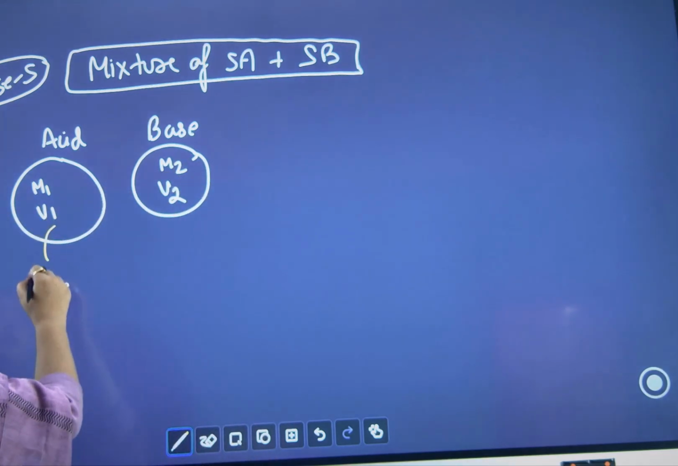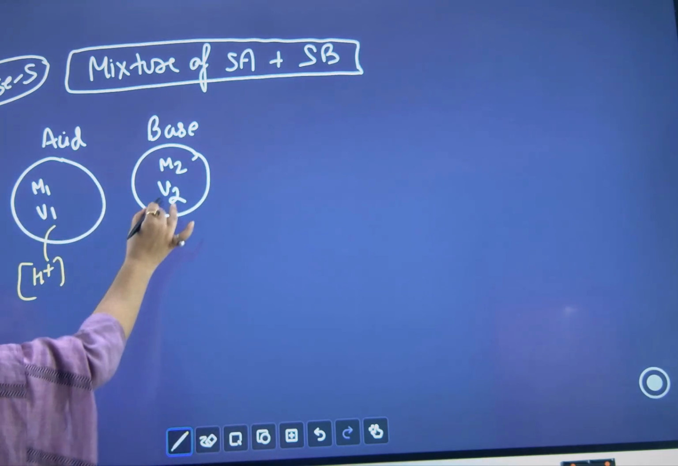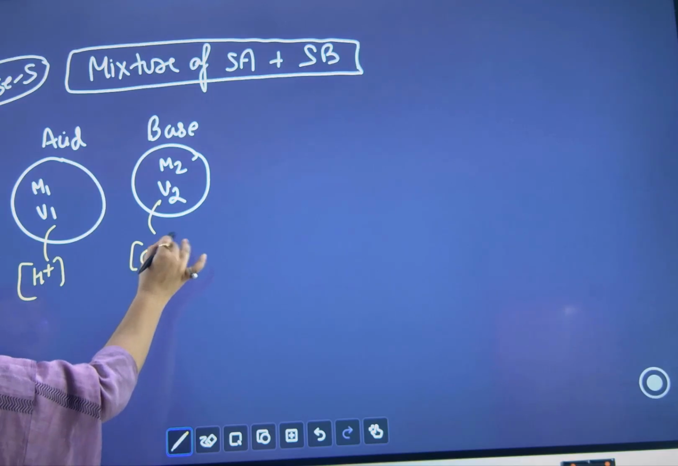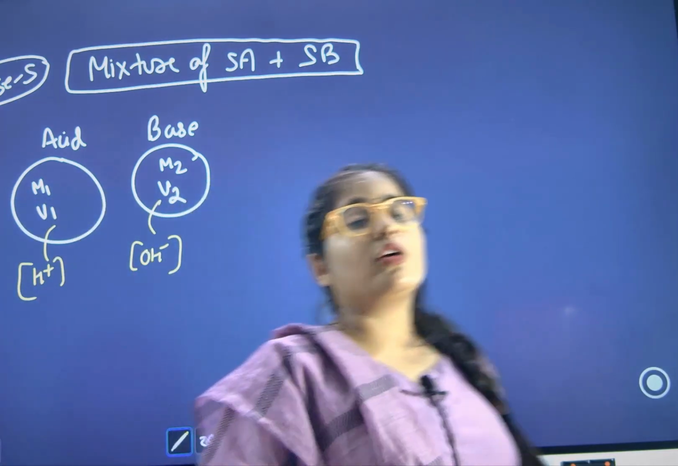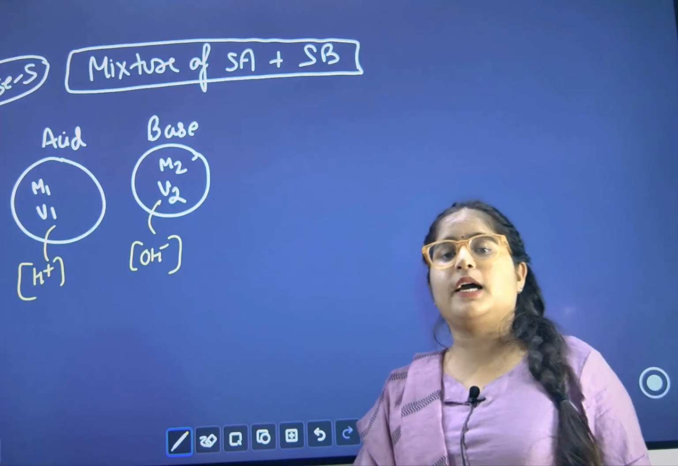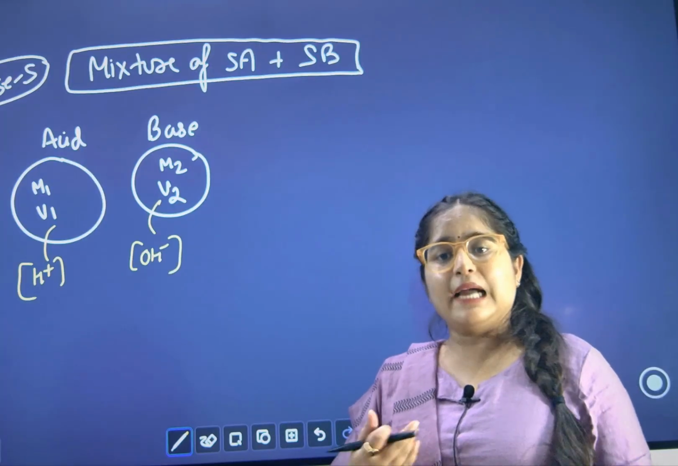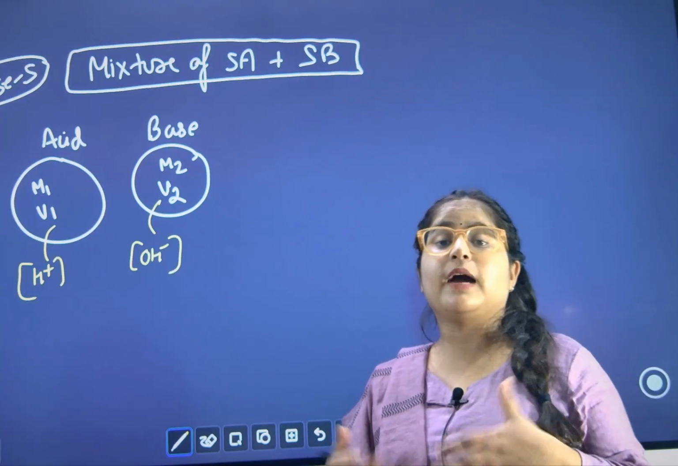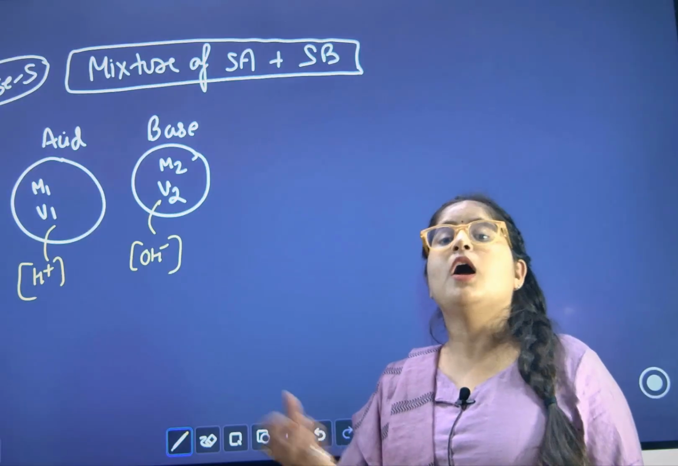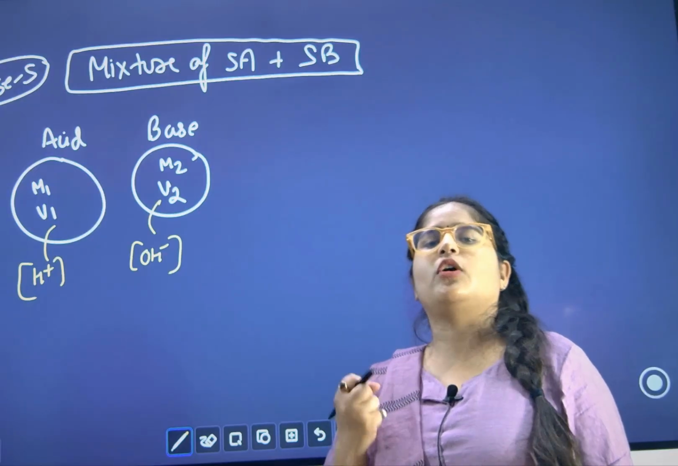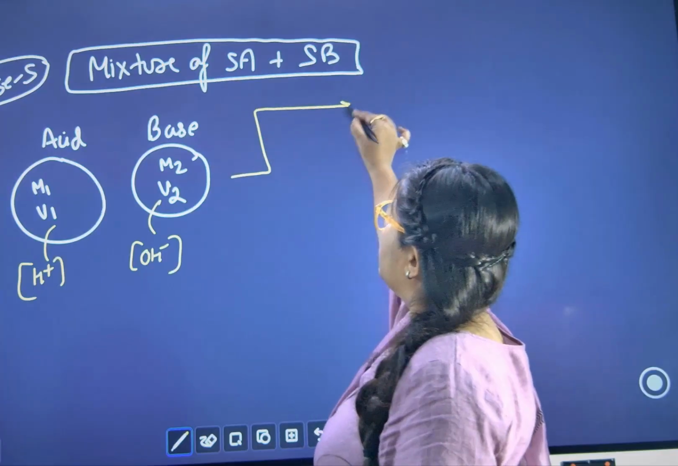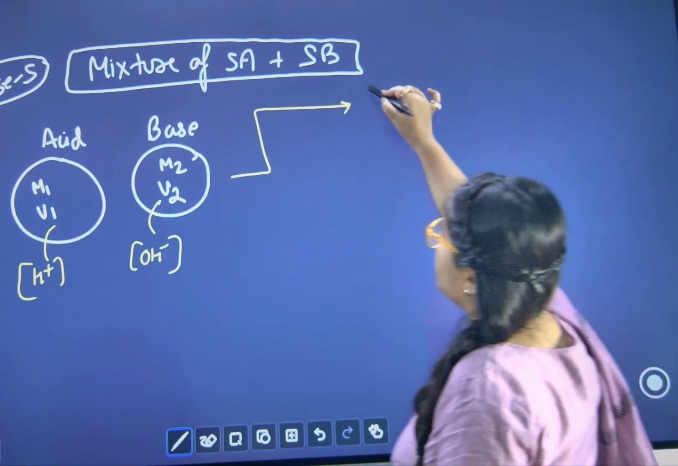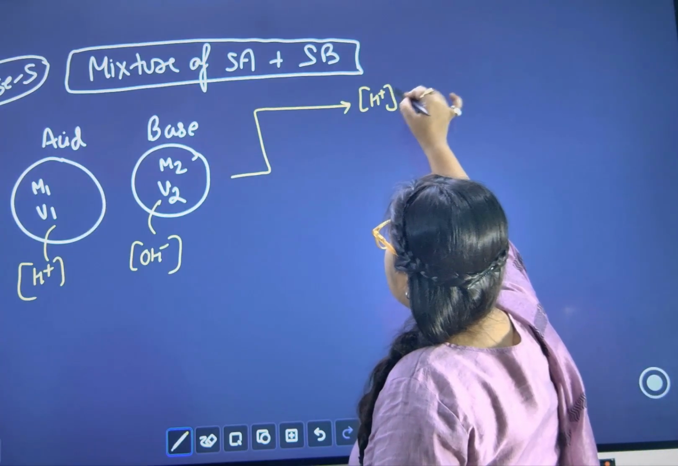So from acid what I will get? H ion concentration. From base what I will get? OH ion concentration. That is clear. Now depending on the concentration of H ion, OH ion, only we will use the formula. Either we have to calculate H ion or we have to calculate overall OH ion. How we will decide it? By seeing the concentration.